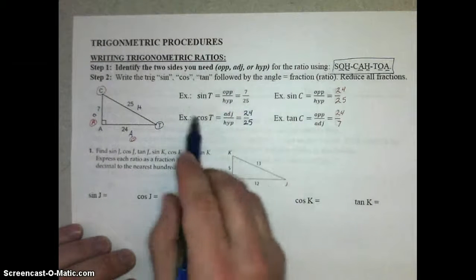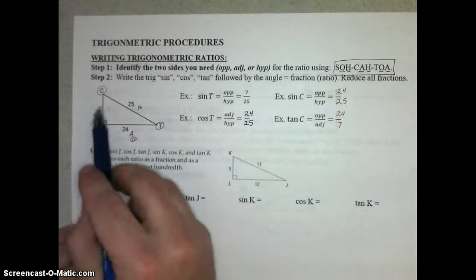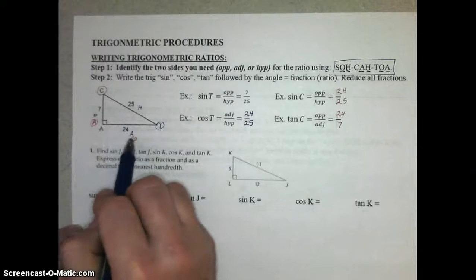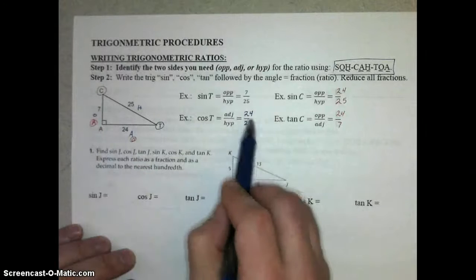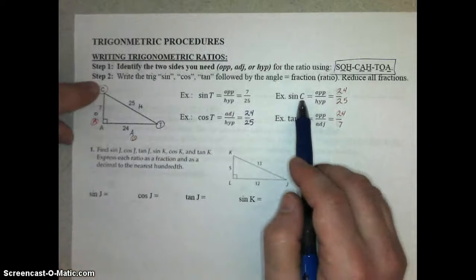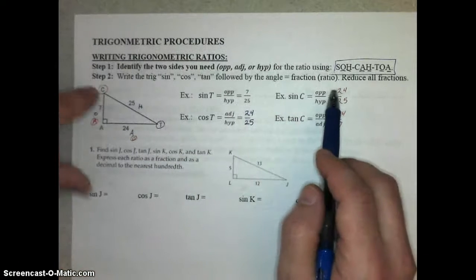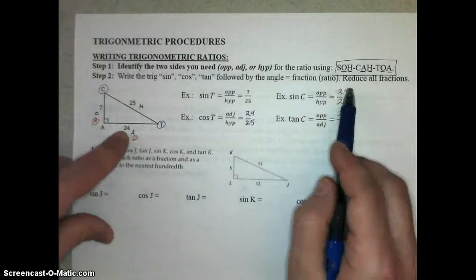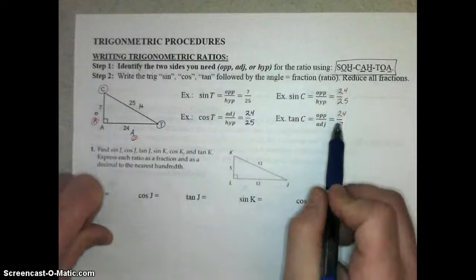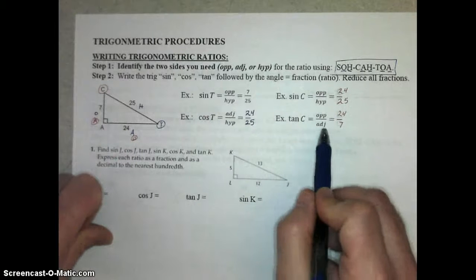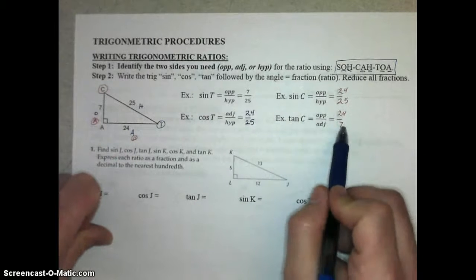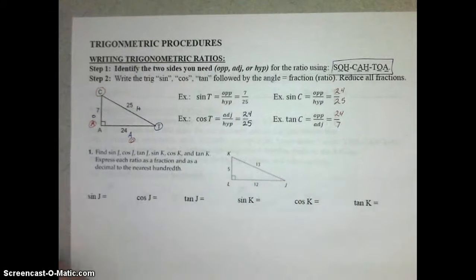For angle T, the cosine of T is adjacent over hypotenuse, so 24 over 25. But then we change to angle C. The sine of angle C, the opposite leg of C is now the 24, hypotenuse is still 25. And the opposite and adjacent ratio for tangent is 24 over 7.